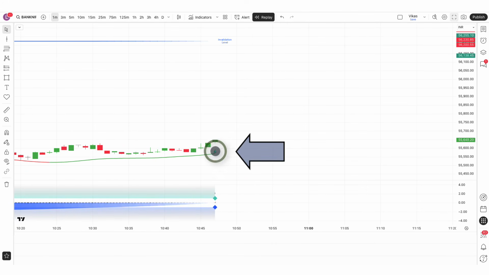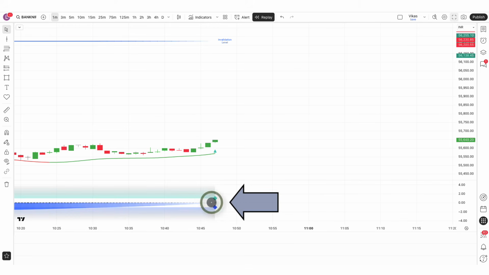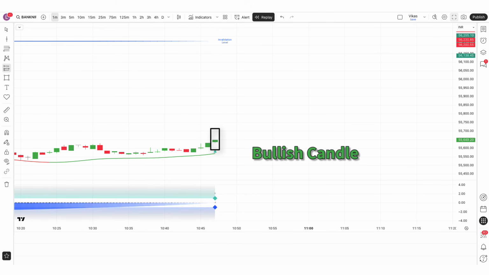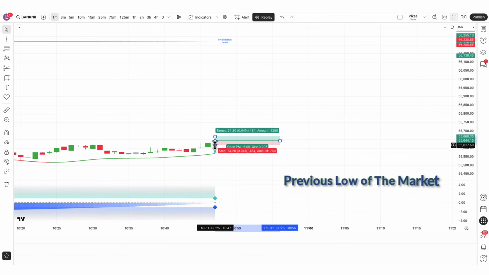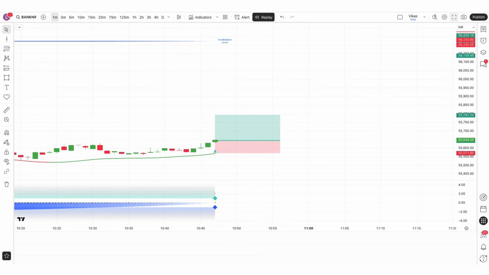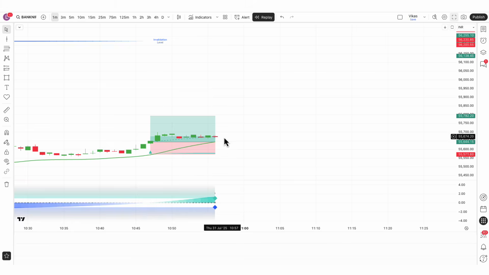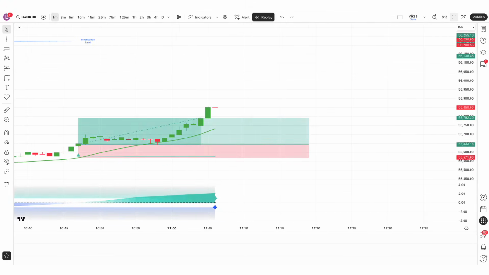Here the linear regression indicator gives us a buy signal. Here the kernel switch indicator is a green line. Here the linear regression oscillator shows a bullish reversion cross signal. Here the market has made a bullish candle to give confirmation. If this condition is fulfilled, then we will place a buy order. Our stop loss is to be placed at the previous low of the market. And the risk to reward ratio will be 1:2. The market has completely hit the target.